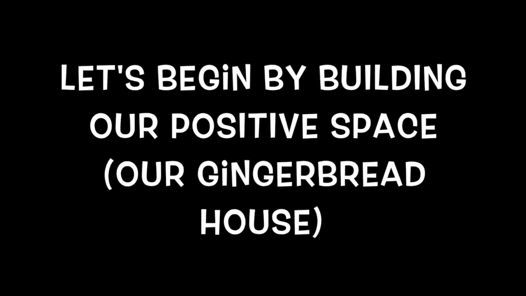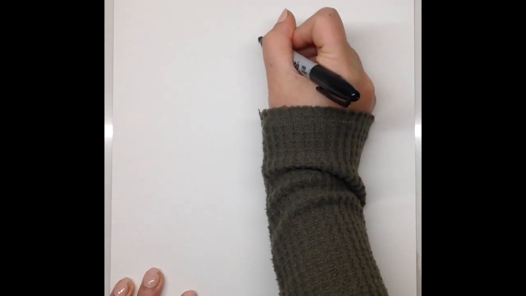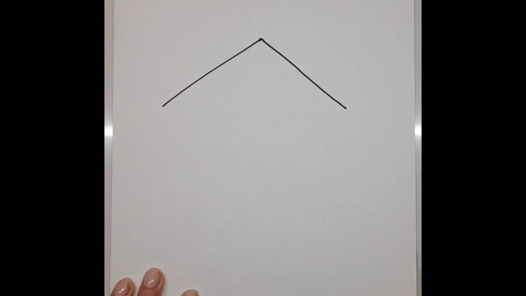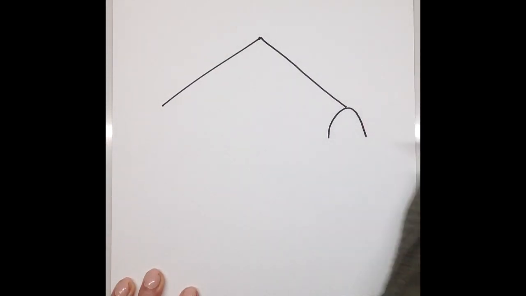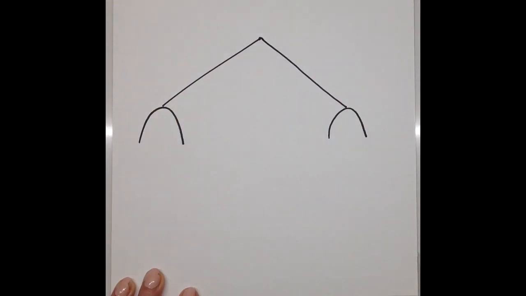Let's begin by building our positive space in our artwork, or our gingerbread house. Our first step is going to be creating a starter dot towards the top of our paper. Start at the dot and use 2 diagonal lines down to create our gingerbread house roof. We're going to be creating candy canes as our walls of our gingerbread house, so use 2 rainbow arches to put them underneath the roof.